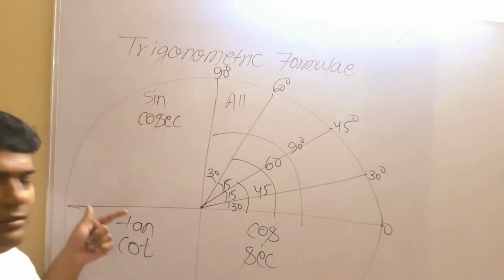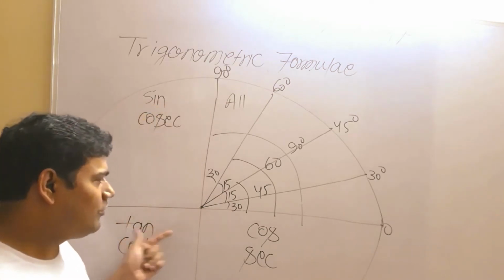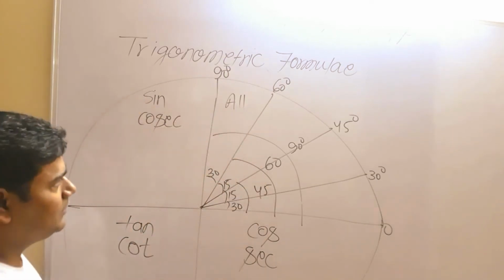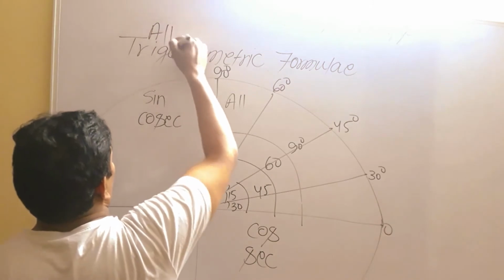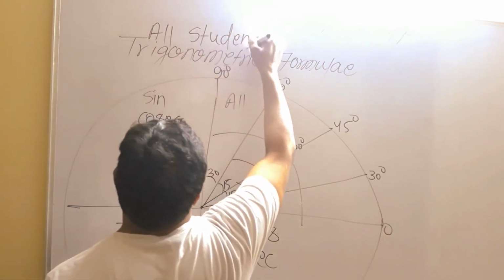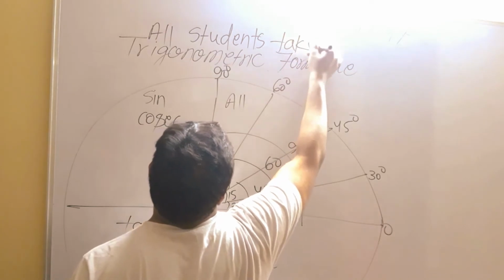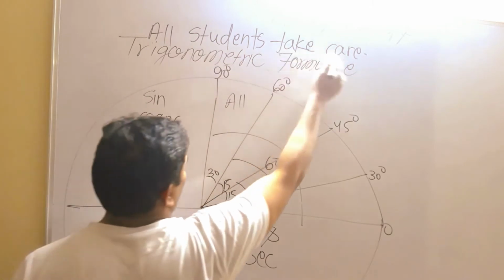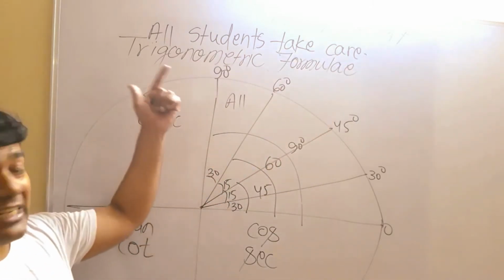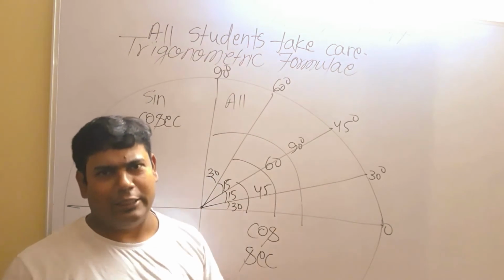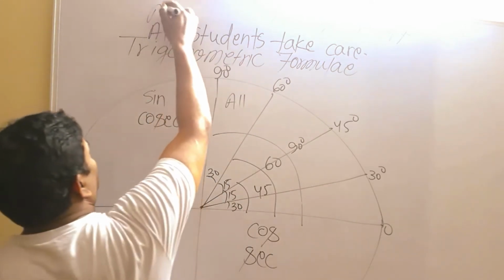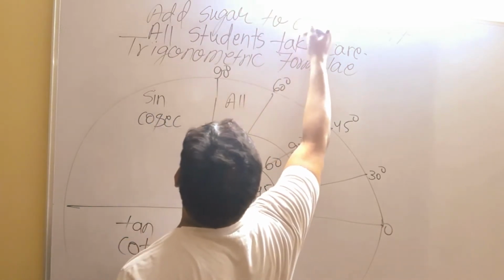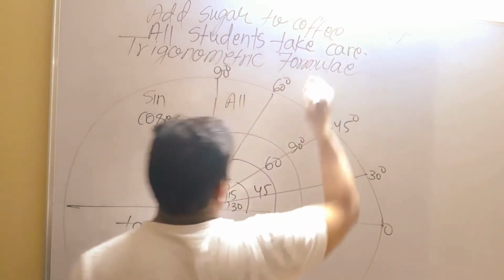All students go to college. How? All students take care. Let me write. All students take care. Or we can say all students go to college. Or we can say all schools to college, in this way. Or we can say add sugar to coffee. There are lots of tricks to memorize this.